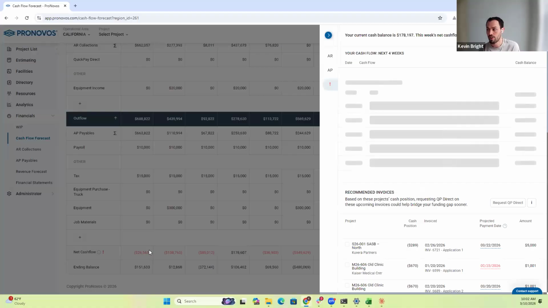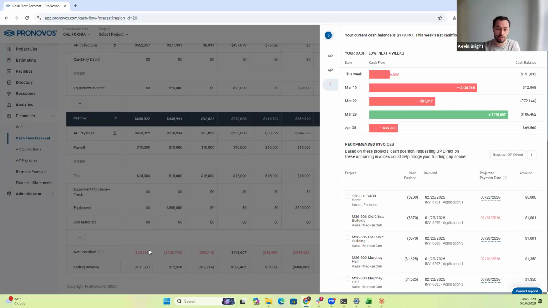And what it's going to do is it's going to open a window that basically shows you some insight into that current cash position. And then maybe what are some invoices that would make sense to use that Quick Pay Direct solution on. So what you can see here is over the next 4 weeks, you can see what your cash balance is and the net cash flow for each given week. So I can see on this current week, I've got a negative cash flow. I've actually got a negative cash flow for the next 3 weeks.